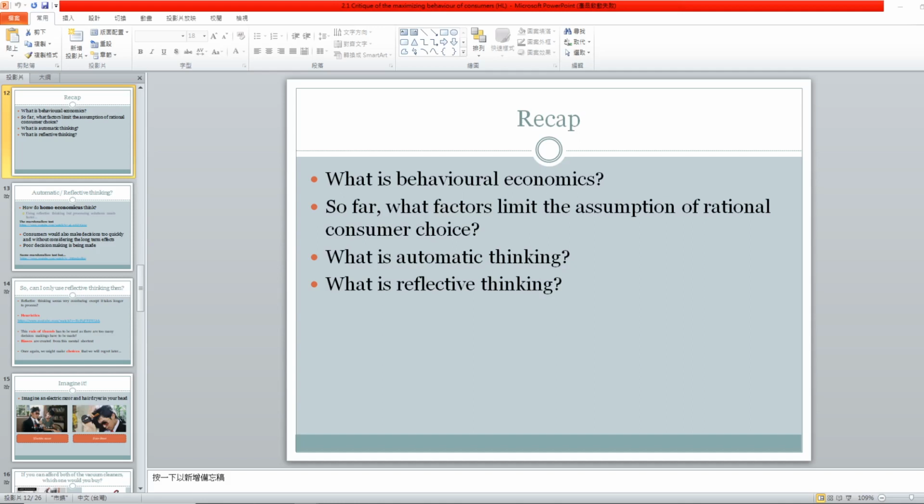Yeah, that's very good. I guess it is the opposite for reflective thinking then. Yep. So that's a very good answer right there.